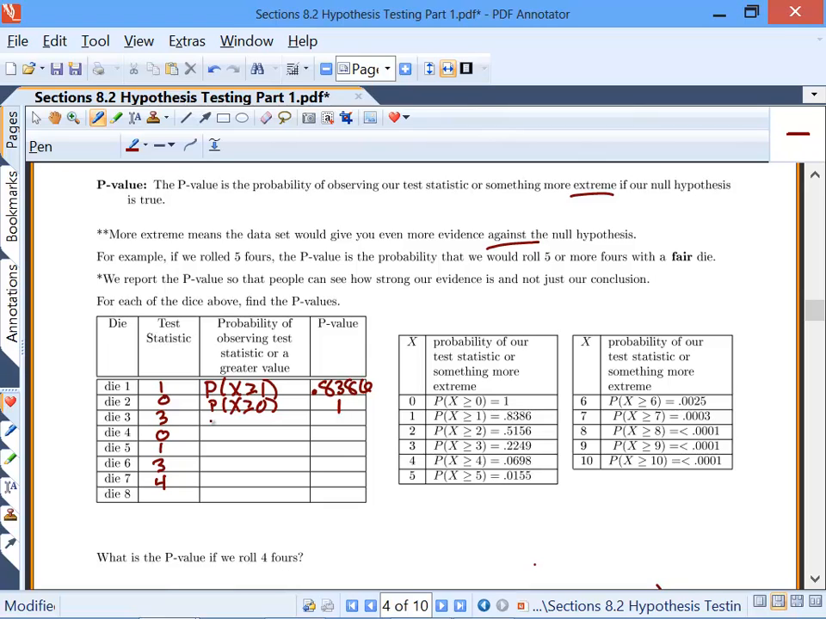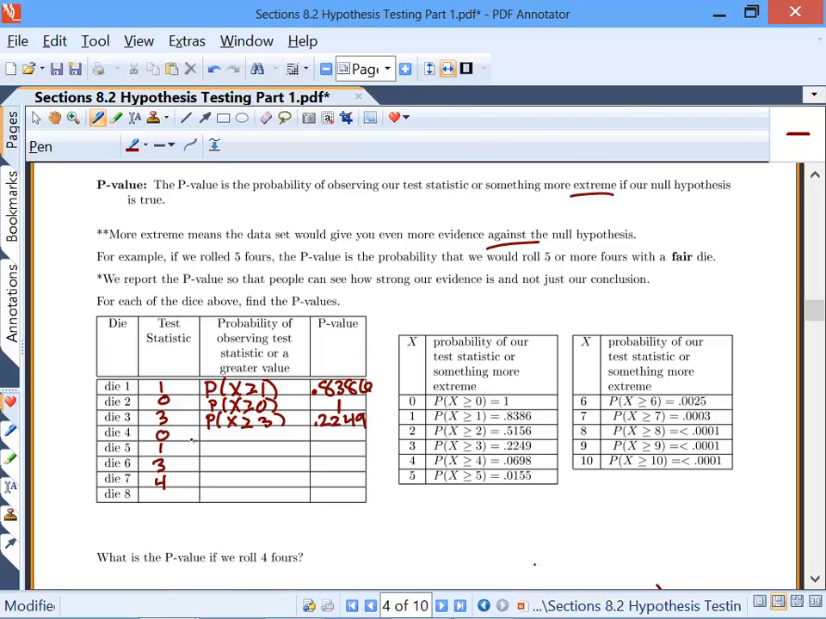For the 3, the probability that x is greater than or equal to 3 is 0.2249. So if the die is fair, the probability we get 3 or more 4s is 22%. 22%, that could happen. I could believe that this happened. So I'm going to still say that the die could be fair at a 22% probability.